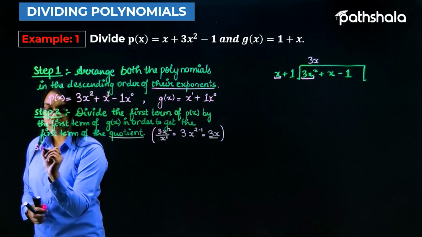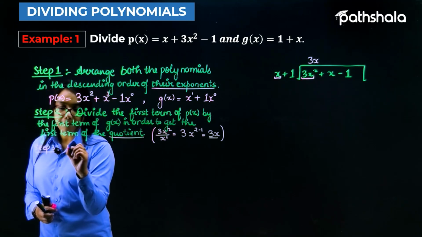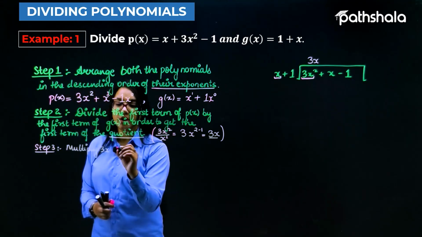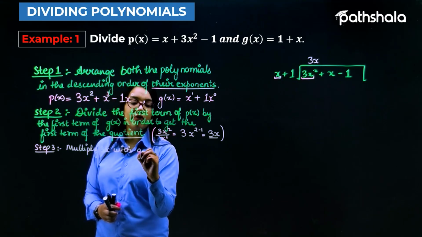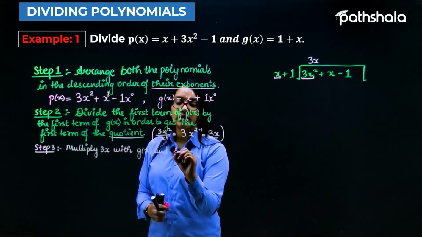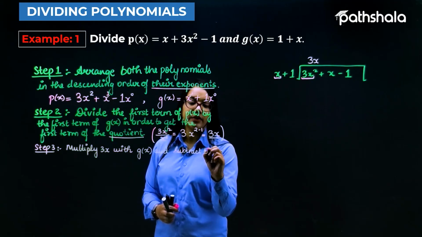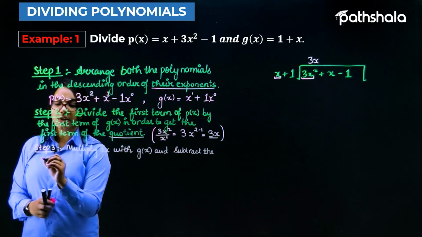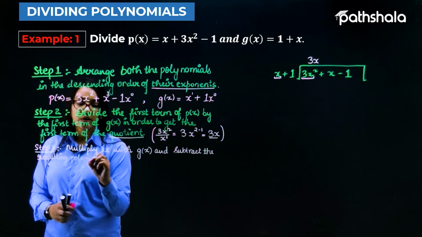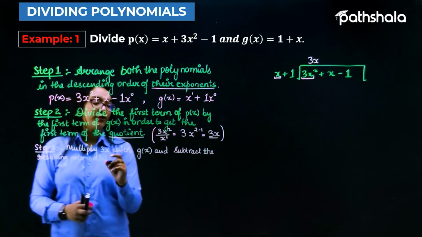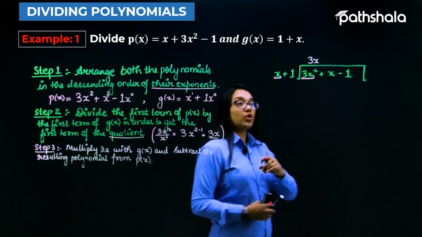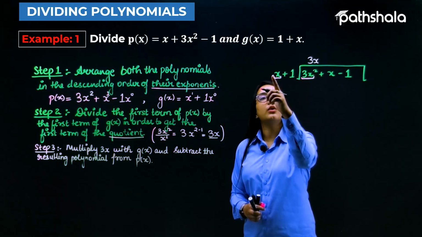So step number 3 would be like: multiply 3x, the first term of the quotient, with g(x) and subtract the resulting polynomial from p(x). So it means that we have to multiply 3x with the whole divisor.